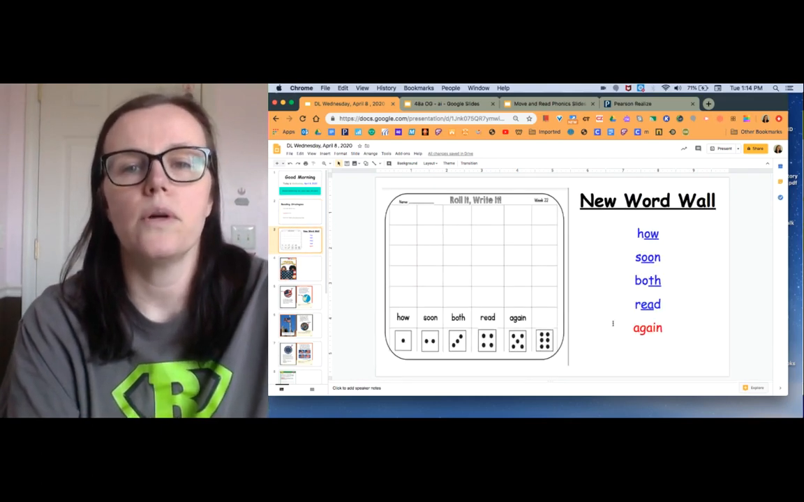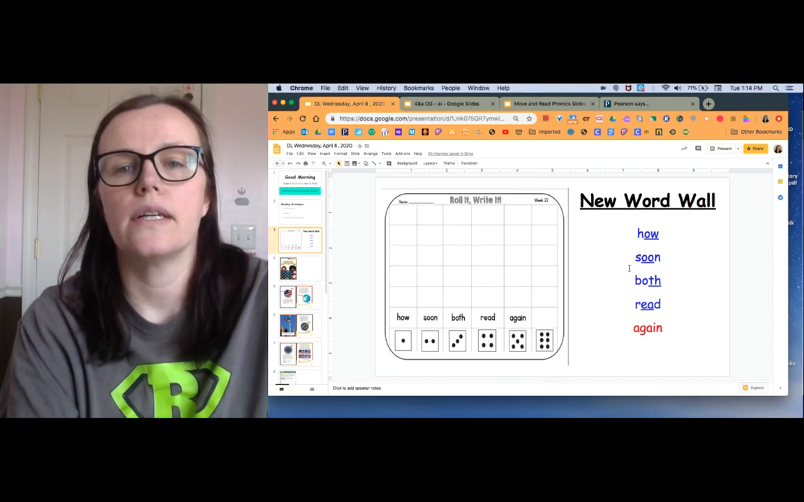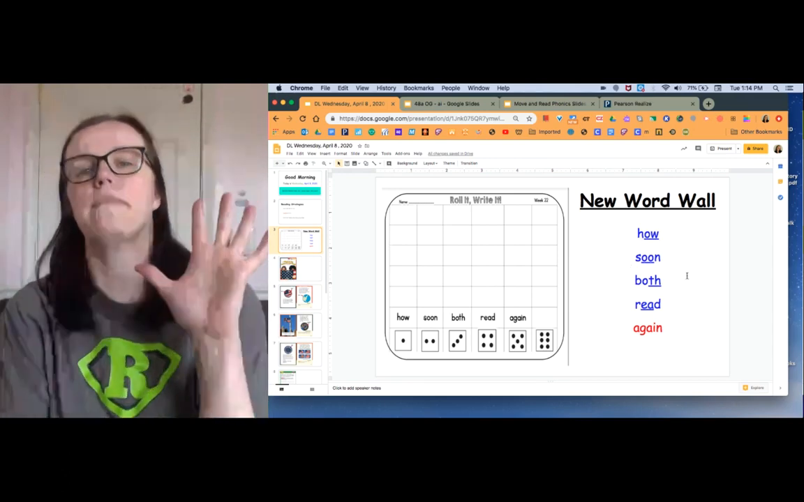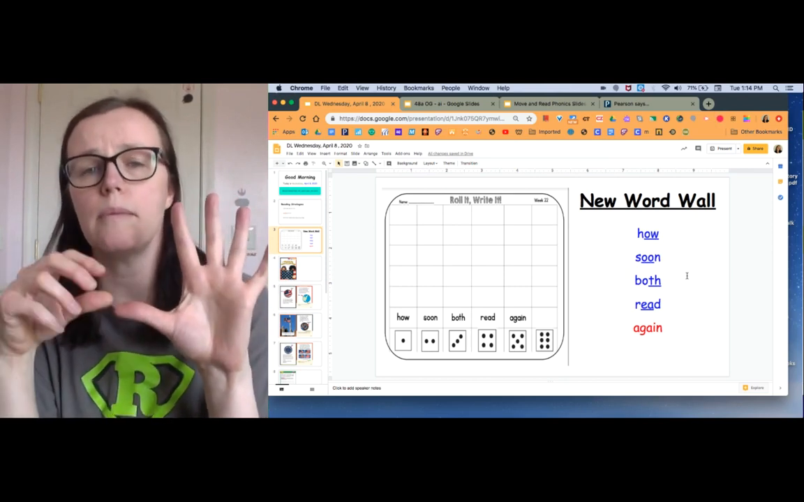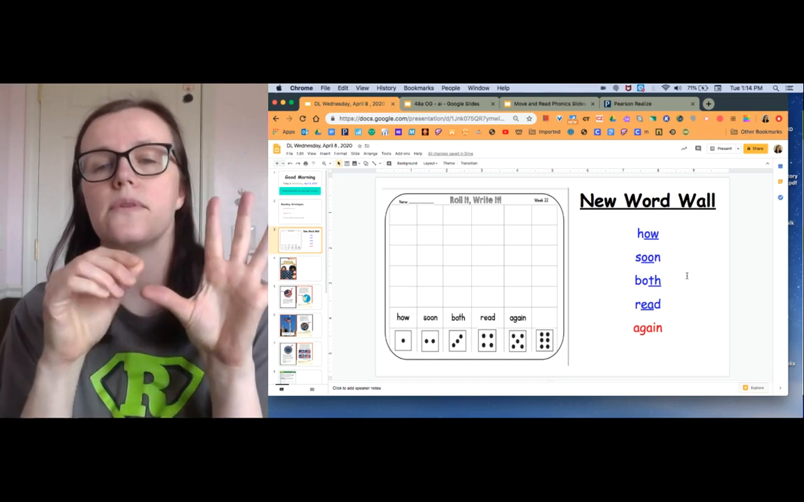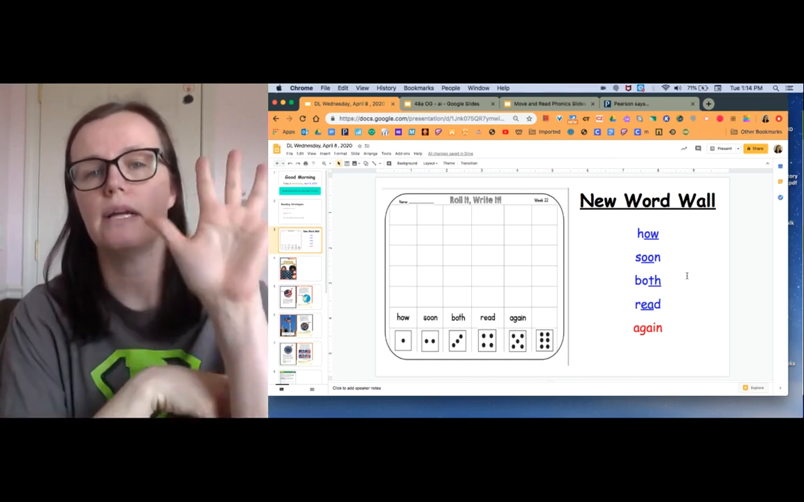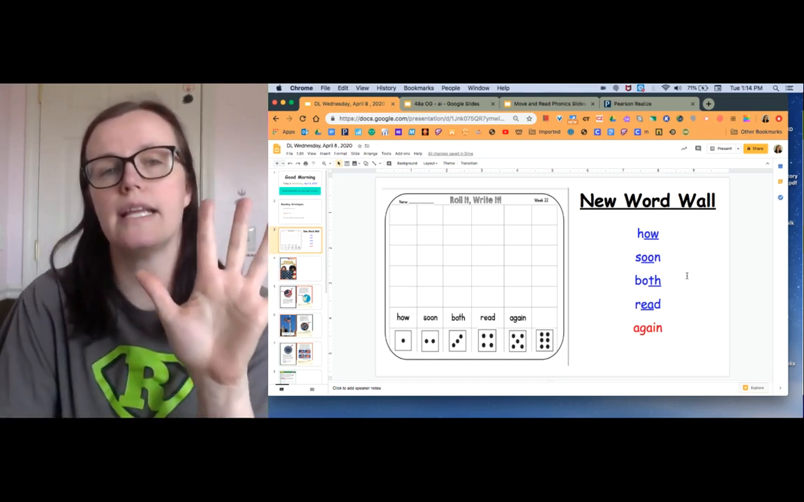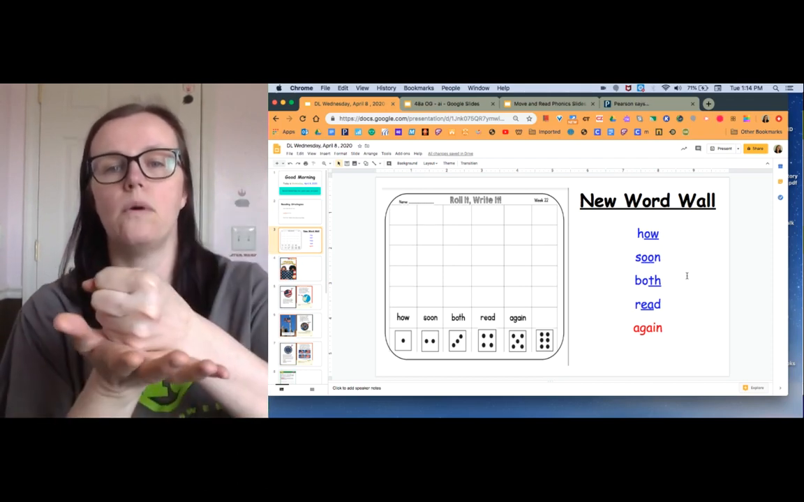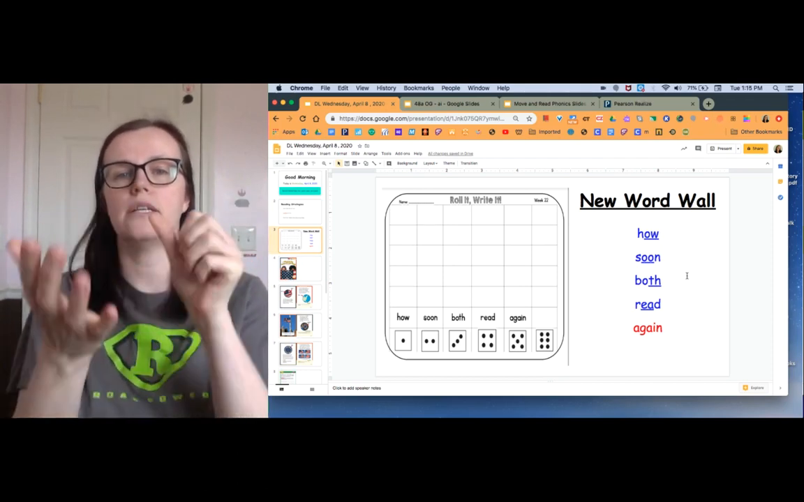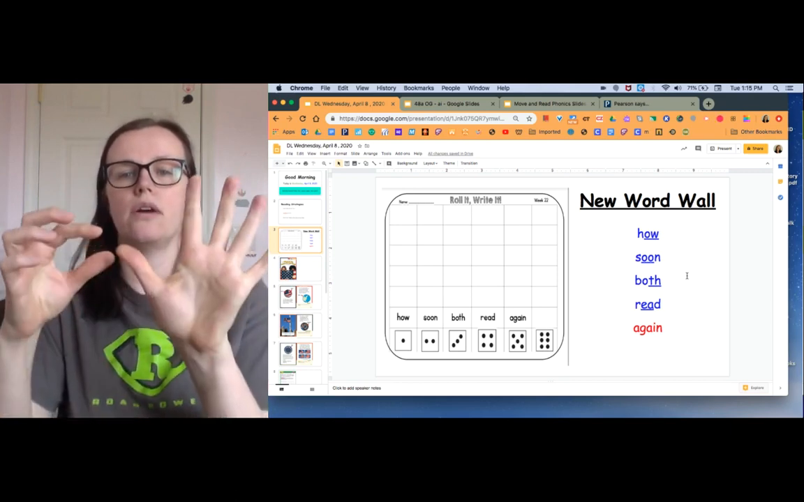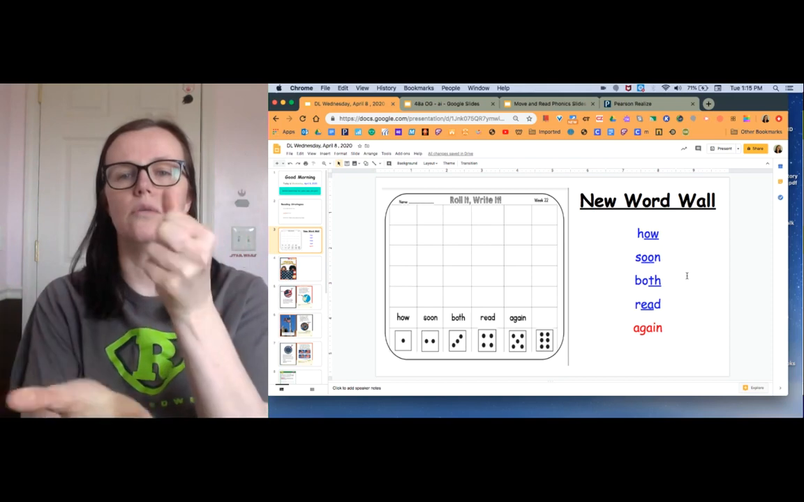First up, our new word wall words. So we have our blue words. Go ahead and get your hand ready. We're going to tap out those words. Remember, one sound is one tap. Okay, so these are all one syllable words. So here we go. Get your hand ready that you do not write with. Here we go. Ow, how. Soon, soon. Oath, both. Read, read.